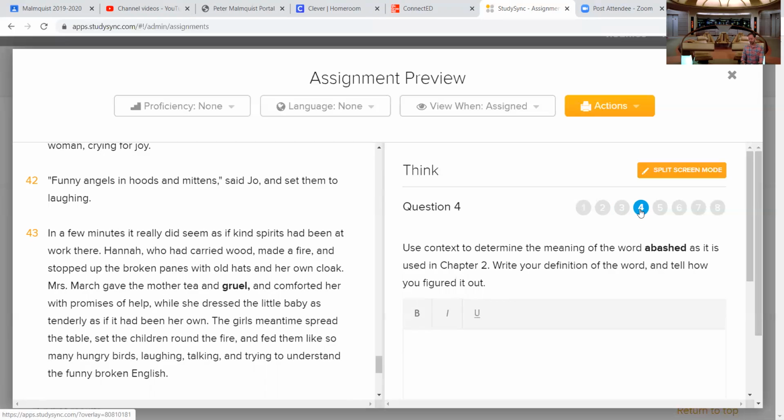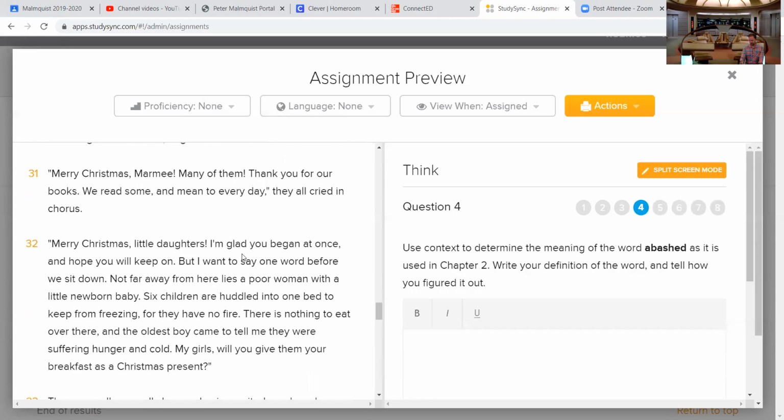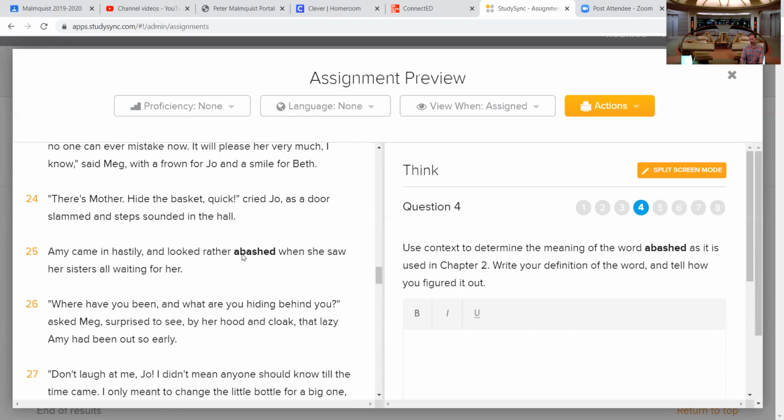And question 4. Use context to determine the meaning of the word abashed as it is used in chapter 2. Write your definition of the word and tell how you figured it out. So let's find where abashed is. And abashed is in paragraph 25. So again, we need to use context clues. We need to use what's going on in the story and the actual sentences in the story that give you an idea of what abashed means.